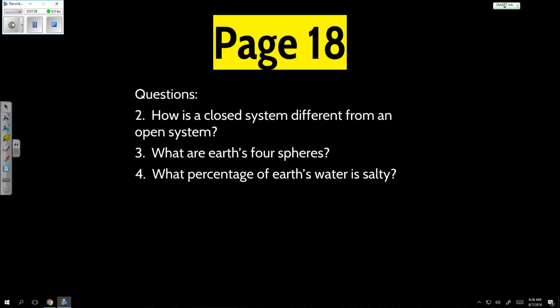The hydrosphere. Highlight the first sentence. All the water on Earth makes up the hydrosphere. Almost all of the water in the hydrosphere is salty. Only 3% is fresh water. Highlight, only 3% is fresh water.